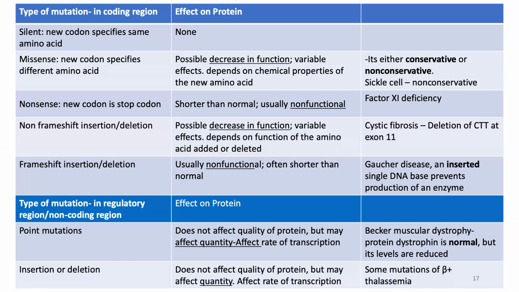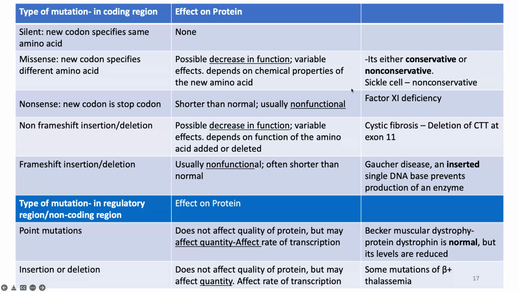We also have frameshift indels, again in the coding region. It's usually non-functional because the protein will be much shorter than expected. An example of a frameshift in the coding region is Gaucher disease. An inserted single DNA base, only one single DNA base, prevents production of an enzyme.